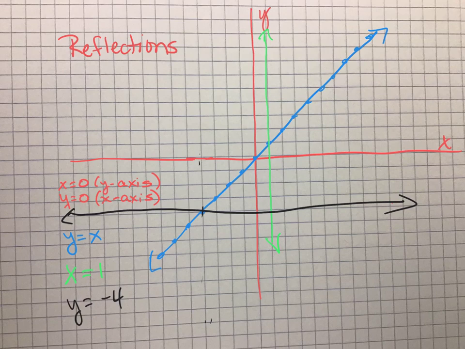Y equals 0 is the x-axis because here I have 1, 0, 2, 0, 3, 0, 4, 0, y equals 0 in all those points, okay? So remember not to get those confused. And then if you have a number, x equals 1 is going to be vertical at 1. Because if you look at those points, 1, negative 1, 1, negative 2, 1, negative 3, x equals 1. So it's the opposite of what you would think. And y equals negative 4 would be a horizontal at negative 4 on the y-axis, okay? So you cross the y-axis at negative 4.